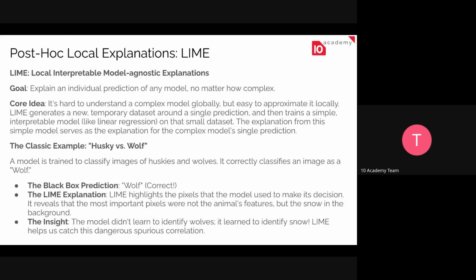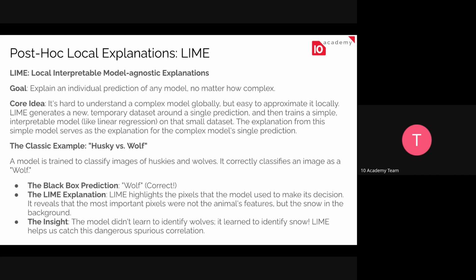It's actually very interesting. For example, the husky versus wolf example. The model is trained to classify images of huskies and wolves. It correctly identifies the image as wolf. Okay, so that's good. For the black box prediction, you can see that it says wolf, and when you take a look at the image, you see that it's correct.